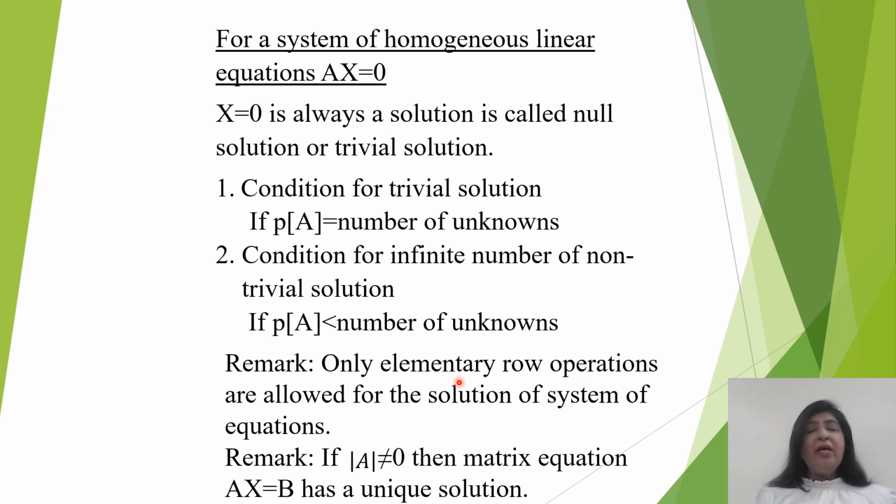What are those? Rij, kRi, and Ri plus kRj. Only 3 row operations are allowed. Next he says, if the determinant of A is not equal to 0, then the matrix equation Ax equals B has a unique solution. This is the result.